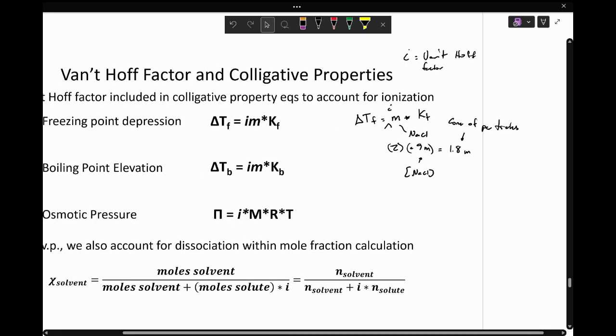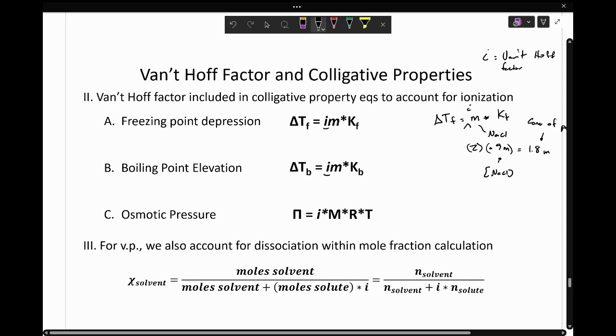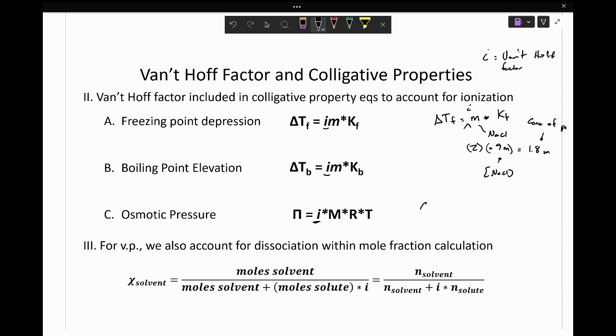And you make that same adjustment for boiling point elevation, as well as osmotic pressure. Just saying that I take any concentration unit, so whatever concentration unit you have, you just multiply that by the expected number of ions or particles produced. That's all the Van Hoff factor is doing. It's just allowing you to take your old concentration unit and then just multiply it by some factor that accounts for the fact that you have that solute turning into multiple different particles.